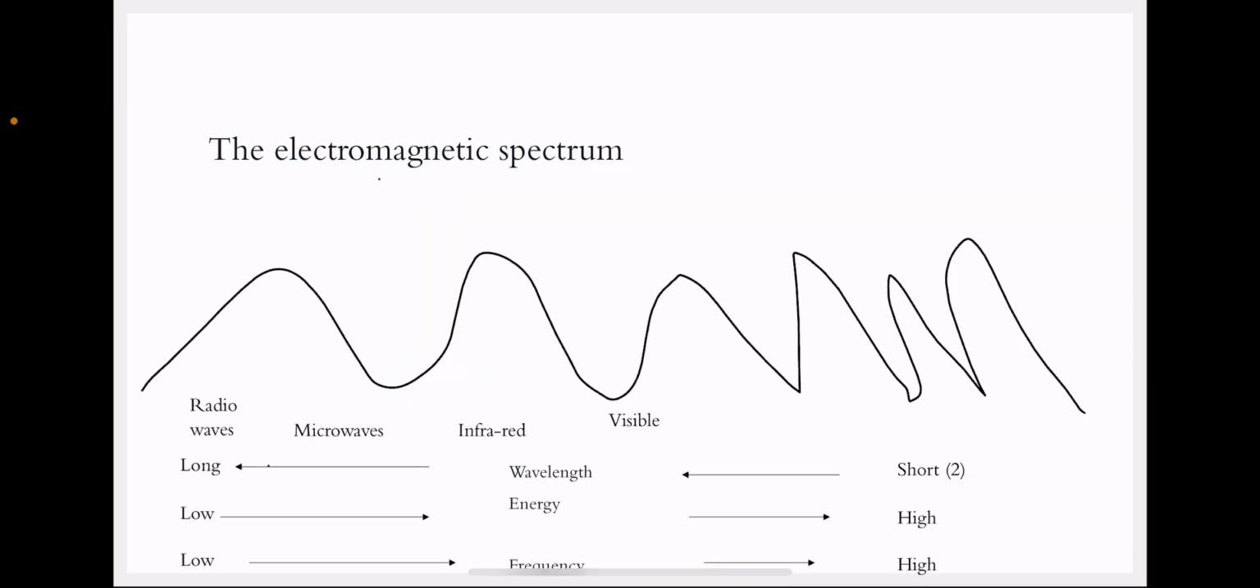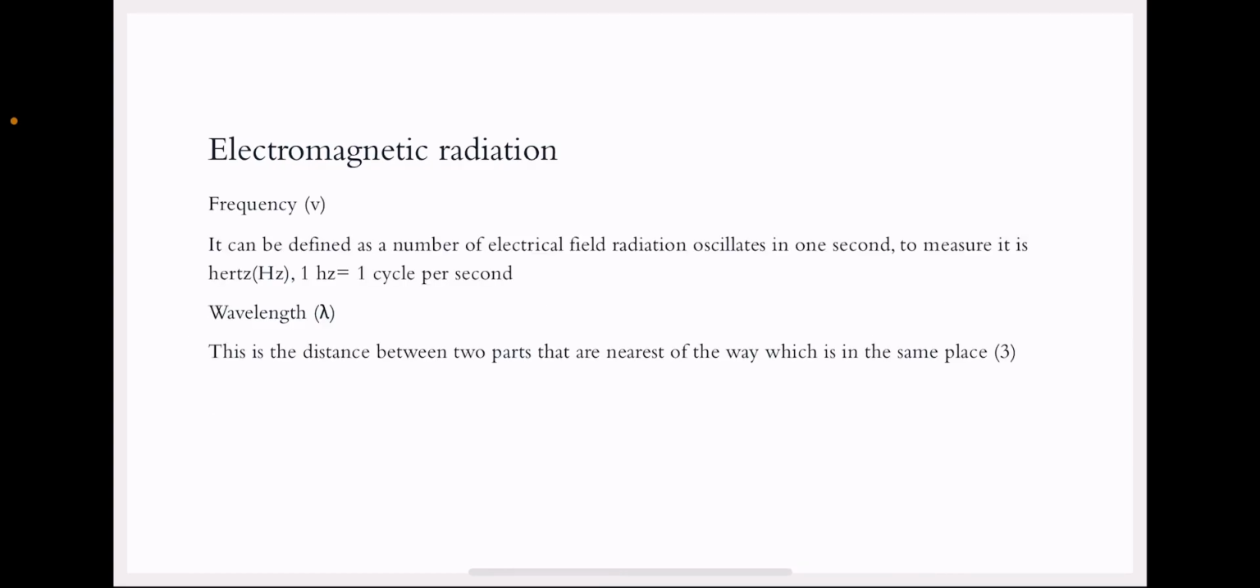The electromagnetic spectrum. Again, I can only apologize for my poor drawing, but I will be talking about this further in the next slide. Electromagnetic radiation can be defined as a number of electrical field radiation oscillating in 1 second. To measure it, it's in hertz, 1 hertz per cycle per second. The wavelength is the distance between two nearest parts of the wave, which is the same in the same place.